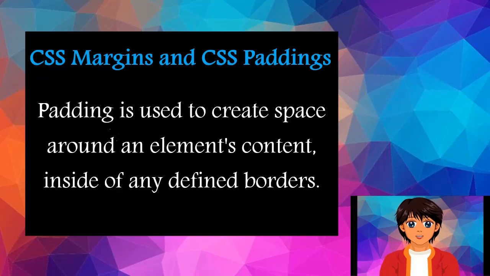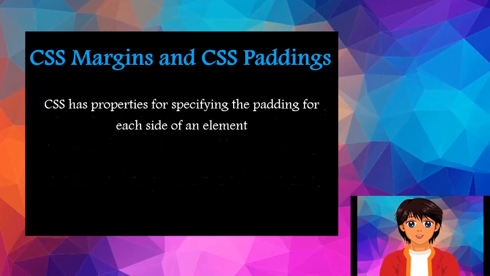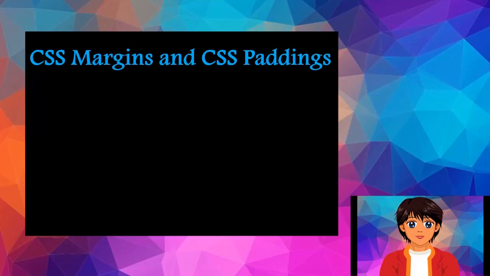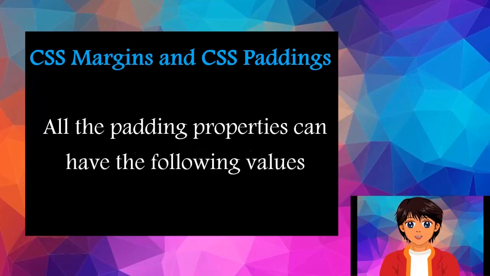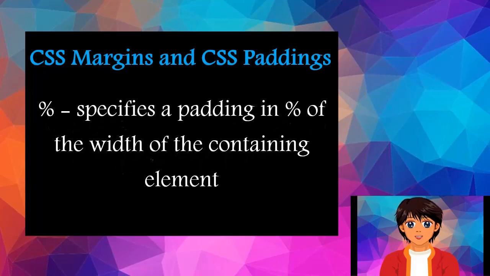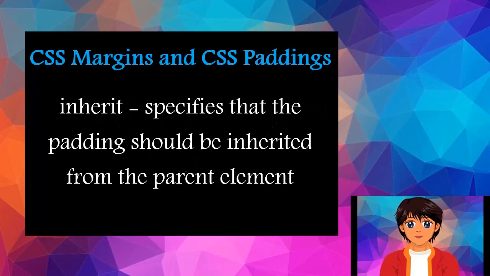Padding is used to create space around an element's content, inside of any defined borders. CSS has properties for specifying the padding for each side of an element: padding top, padding right, padding bottom, and padding left. All the padding properties can have the following values. Length specifies a padding in px, pt, cm, etc. % specifies a padding in % of the width of the containing element. Inherit specifies that the padding should be inherited from the parent element.